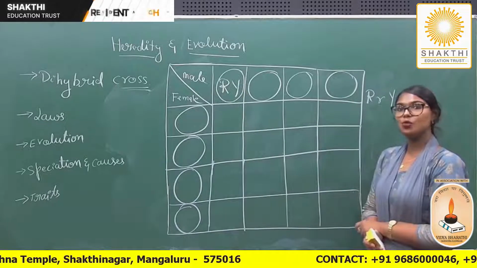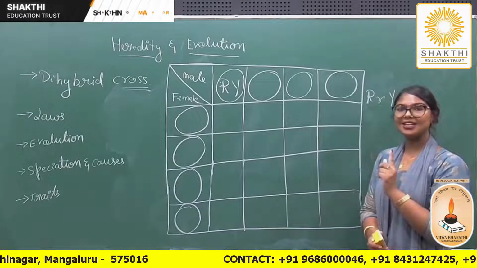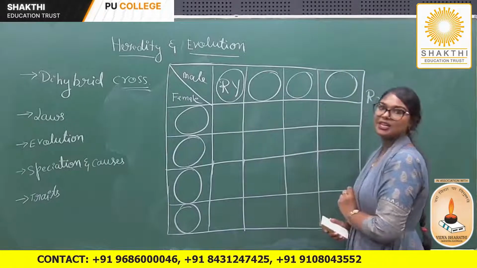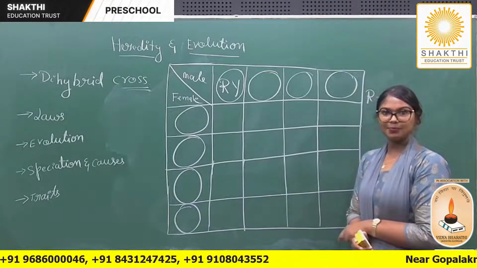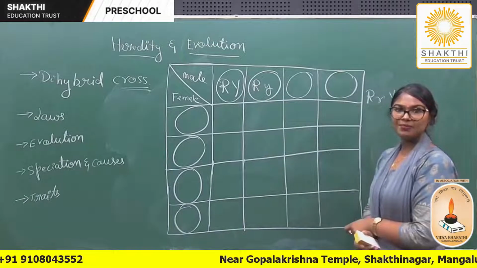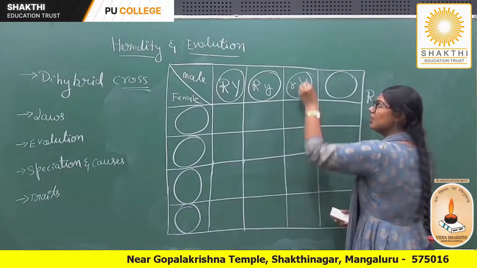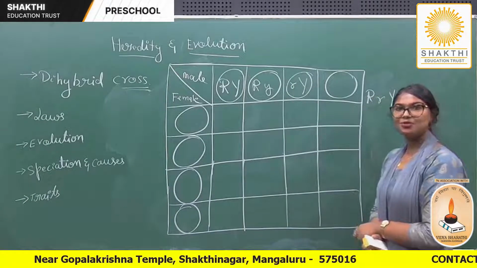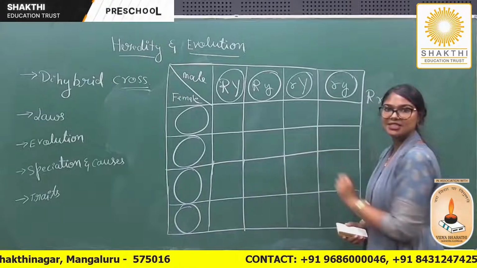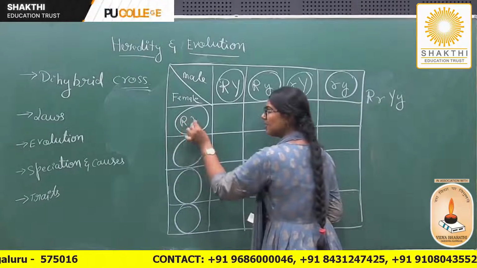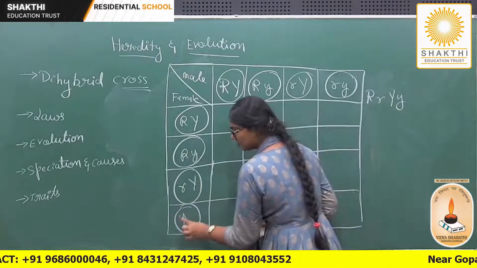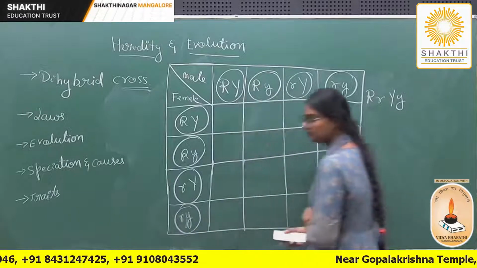You remember the rule, inside one circle, only one letter of one kind. So, I cannot write 2 R's together. That's why I am writing R and Y. Both are capital. Second box, one will be capital, the other one will be small. Third box, one will be small, the second one will be capital, and fourth box, both of them will be small. Same thing we are going to copy down here: capital R, capital Y, capital R, small y, small r, capital Y, small r and small y.